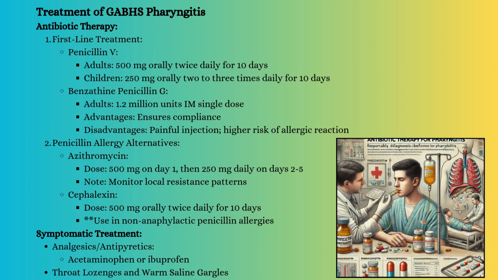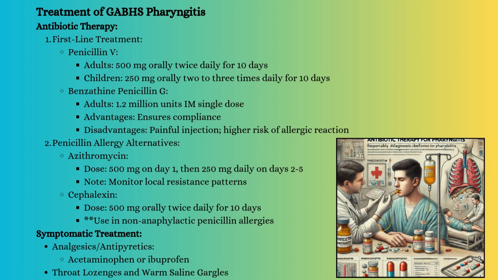Advantages: ensures compliance. Disadvantages: painful injection, higher risk of allergic reaction. Penicillin allergy alternatives: azithromycin, dose 500 mg on day 1, then 250 mg daily on days 2 to 5. Note: monitor local resistance patterns. Cephalexin, dose 500 mg orally twice daily for 10 days. Use in non-anaphylactic penicillin allergies.